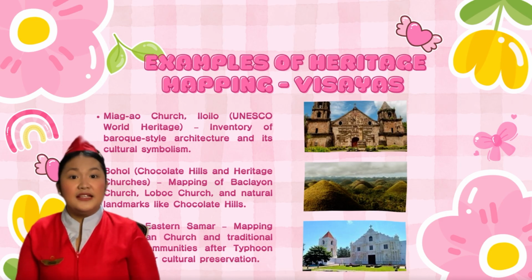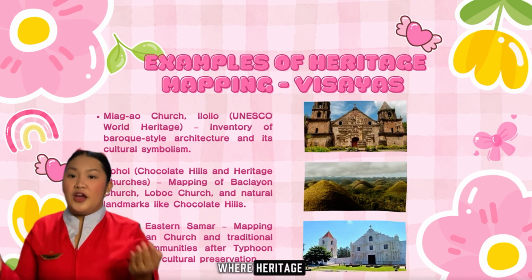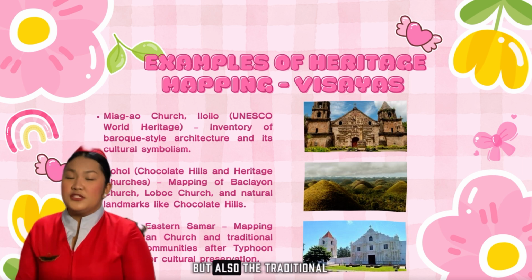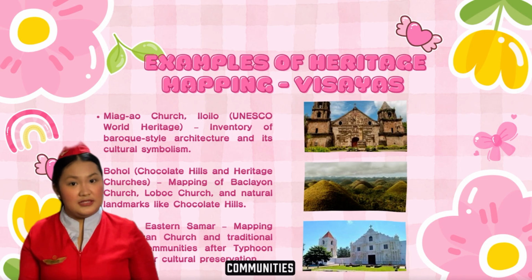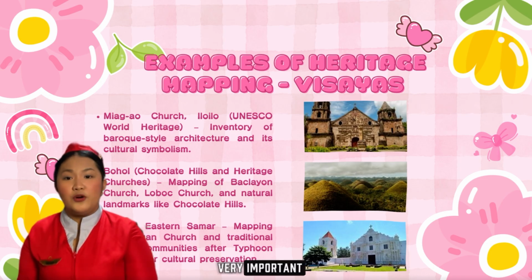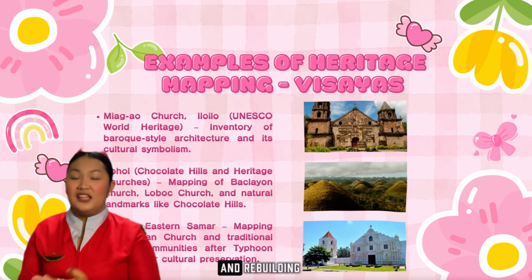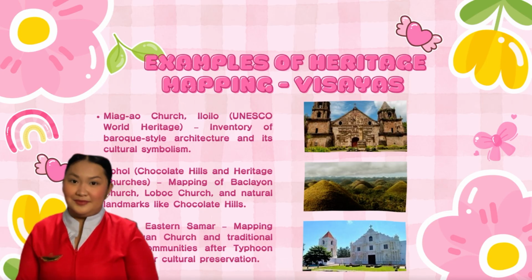Next is Guiuan in Eastern Samar, where heritage mapping covers not just the Guiuan Church, but also the traditional fishing communities. So this became very important after Typhoon Yolanda for cultural preservation and rebuilding community identity.